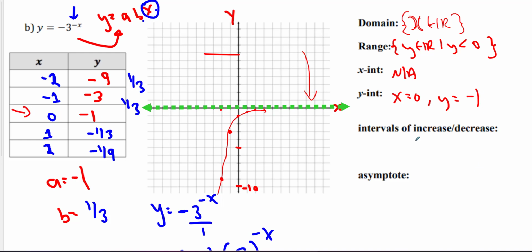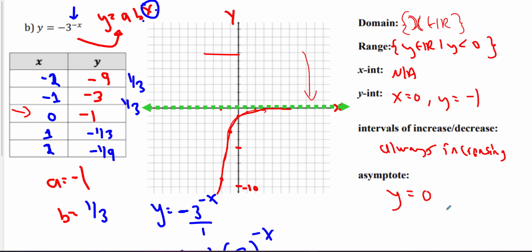That is the y-intercept. Now, is this increasing or decreasing? This function, remember, you're always reading from left to right. So it's going up. It's always going up. So always increasing. And asymptote, well, there's a horizontal asymptote of y equals 0.